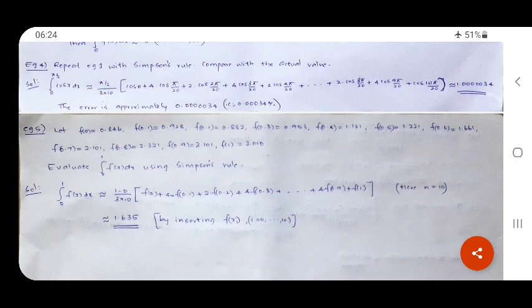Again, another example: you are given some f of x values and xi values. Evaluate integral 0 to 1 f of x dx using Simpson's rule. So just insert the values of these functions in the formula for Simpson's rule. You will get the value as 1.635.